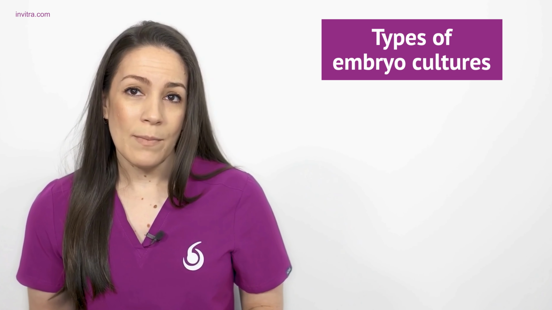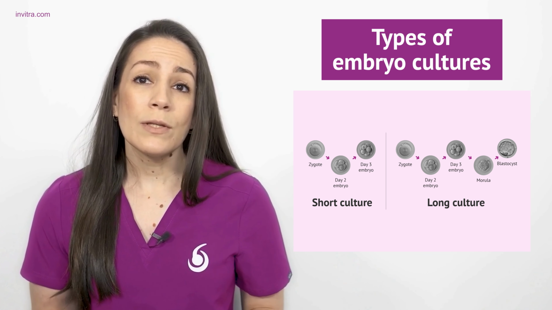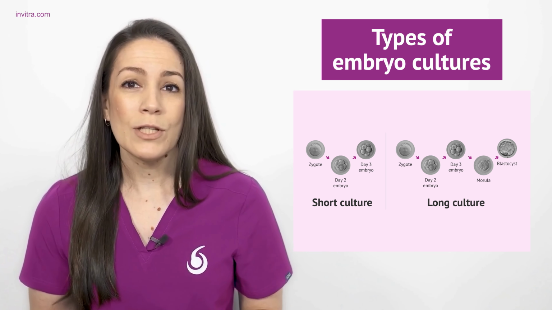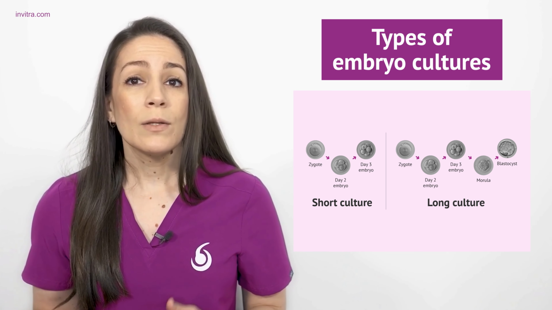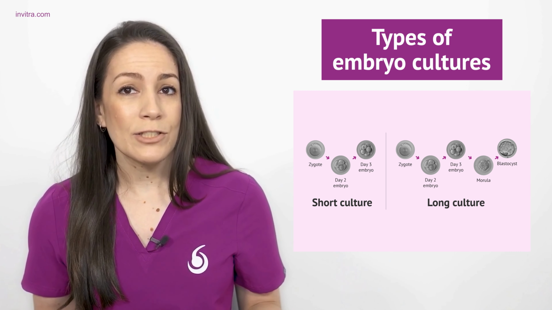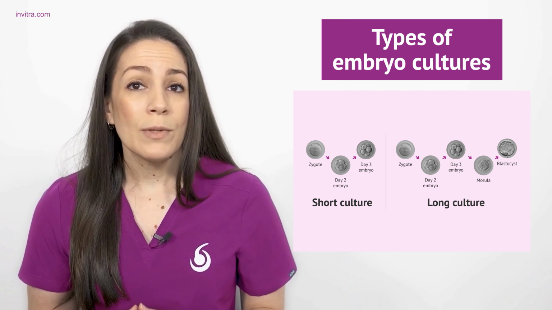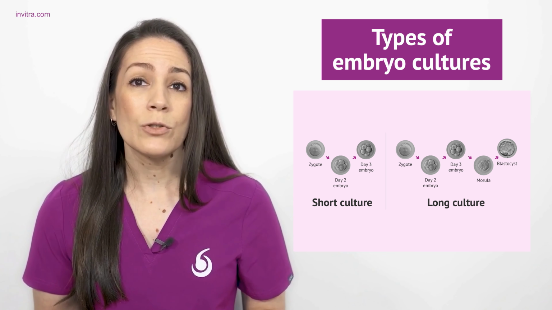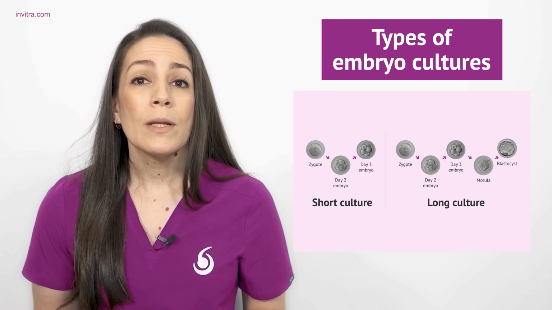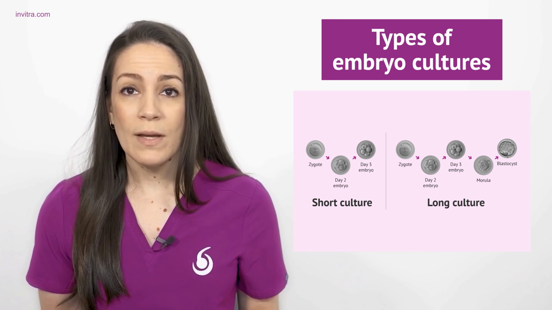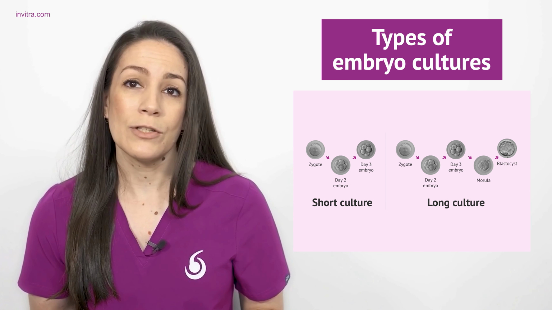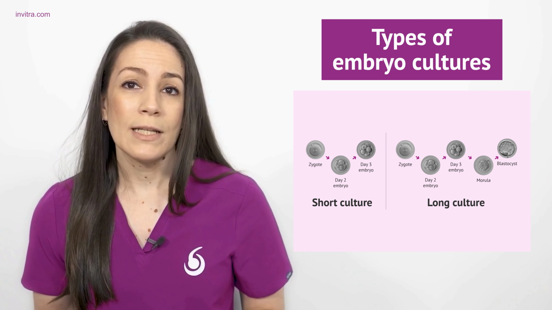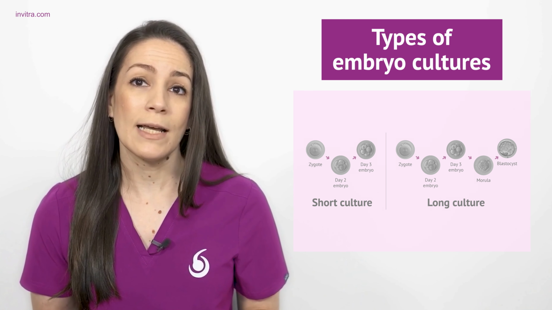Regarding the types of embryo culture, depending on the duration of the culture, it is distinguished between short culture, generally up to day 3 of embryonic development, and long culture up to the blastocyst stage. The same culture medium can be used throughout development, single medium, or several different ones can be used, sequential culture. Whether one type of culture or another is performed depends on several factors, such as the number of eggs obtained, the quality of the embryos on day 3, or the need to perform a pre-implantation genetic test.